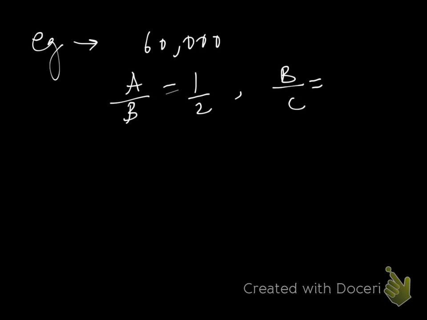Okay, a better example. Let's say A by B is 1 by 2, and B by C is 3 by 4. This time the Bs are not the same, so we'll have to make them the same.